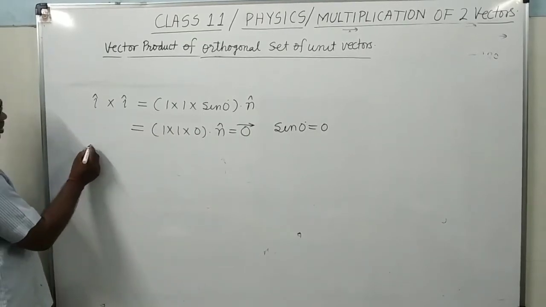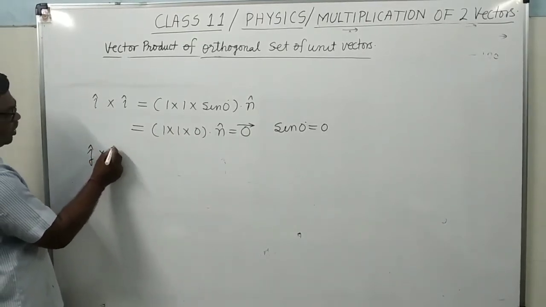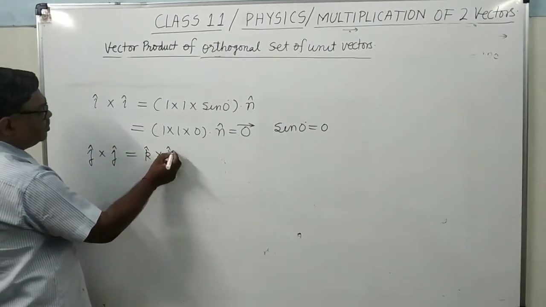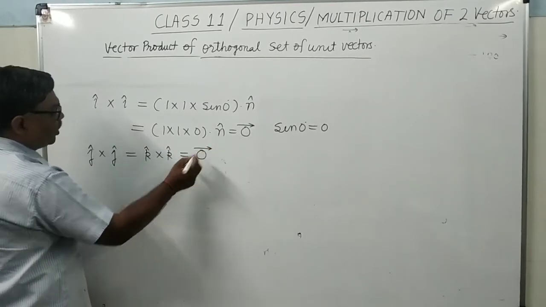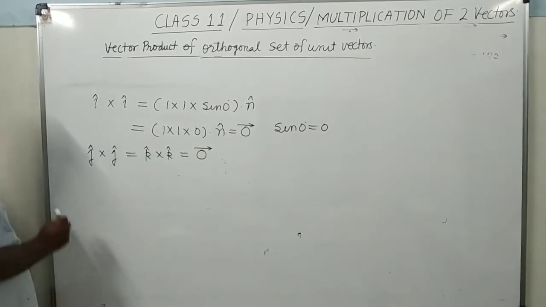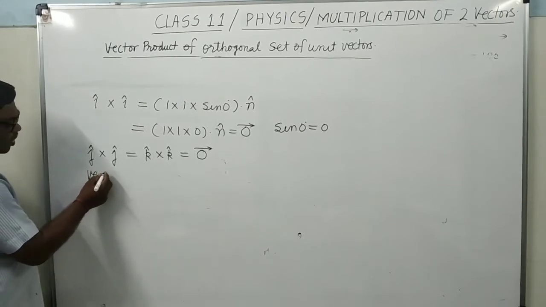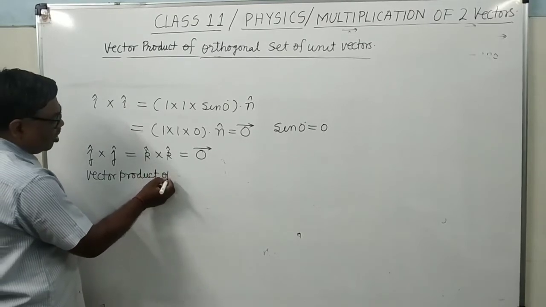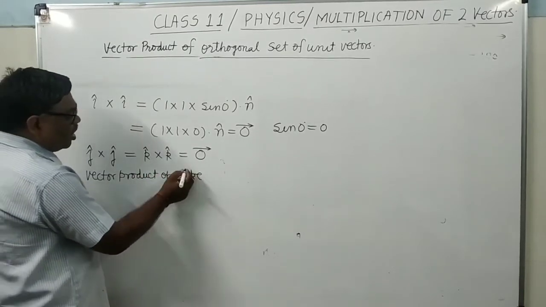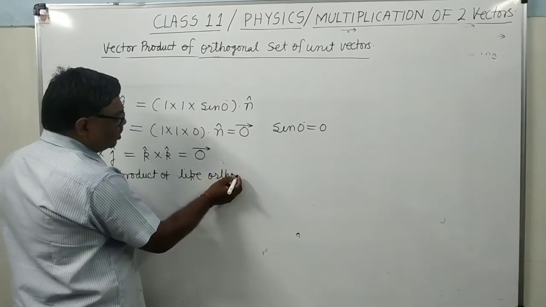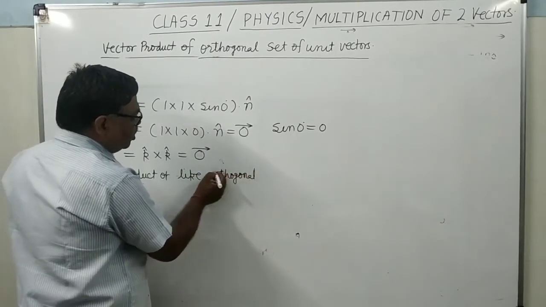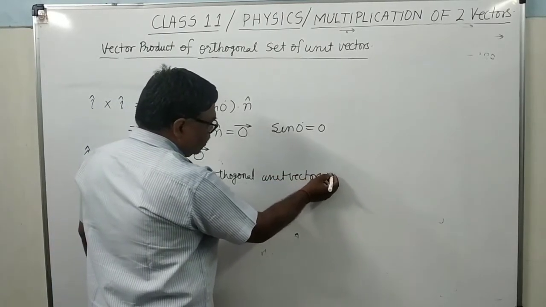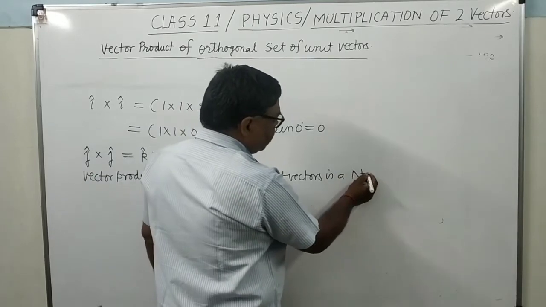Similarly, unit vector j cross j and unit vector k cross k will be a 0 vector. It's clear? This means we can say that the vector product of like orthogonal unit vectors is a null vector.